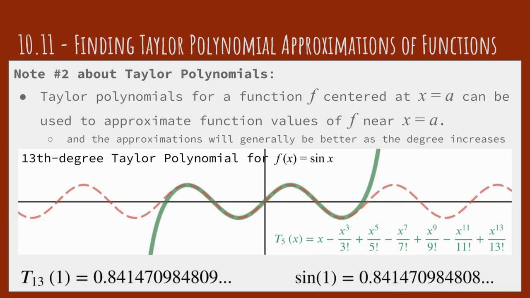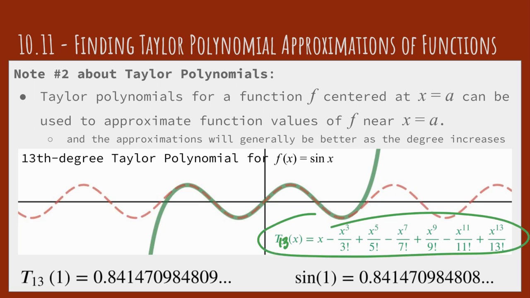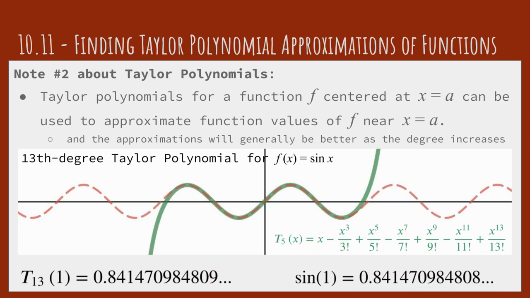But then if I expand this and use a higher degree Taylor polynomial, this is, it says 5, but this is supposed to be a 13 here. This is the 13th degree Taylor polynomial for sine. Plugging 1 into this polynomial right here gives us this, and plugging 1 into sine gives us this. And you can see that this is accurate all the way out to the 12th decimal place.